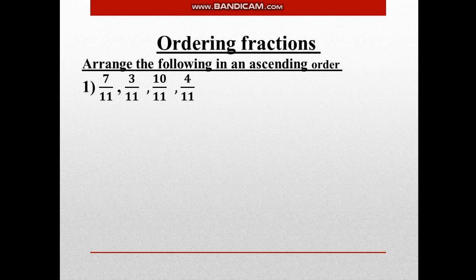So I look at the numerators and choose which one is the smaller: 7 or 3 or 10 or 4. It's 3, so I will write 3 elevenths first. Then I look again at the numerators: 7 or 10 or 4. 4 is the smaller, so I write 4 elevenths. Then 7 or 10, which one is the smaller? It's 7, so I write 7 elevenths. And the last one is 10 elevenths.